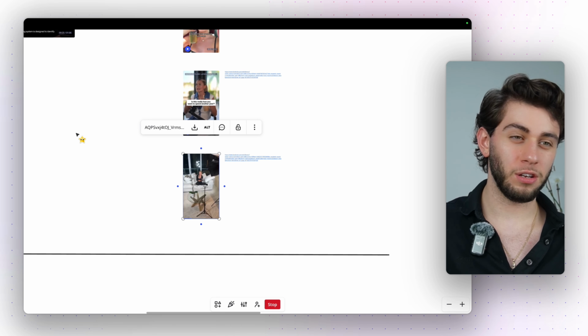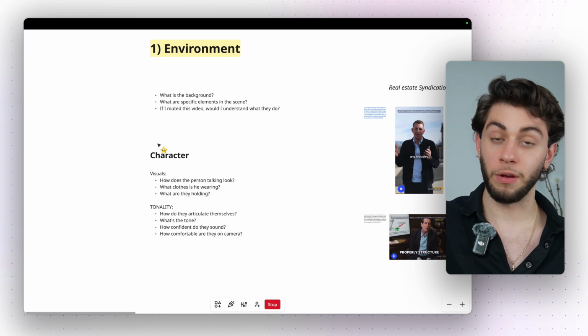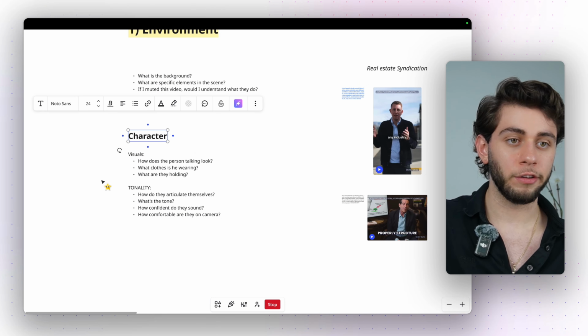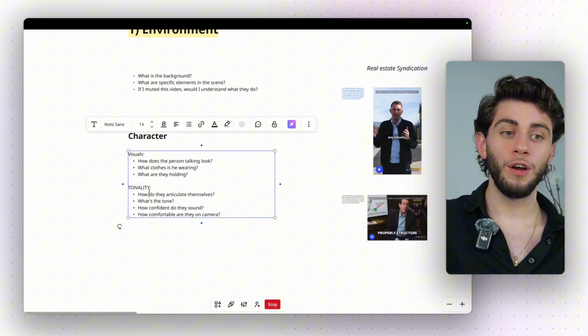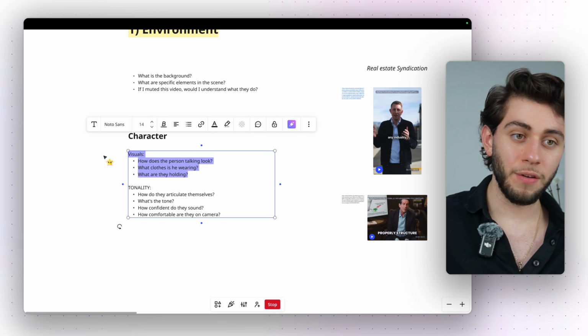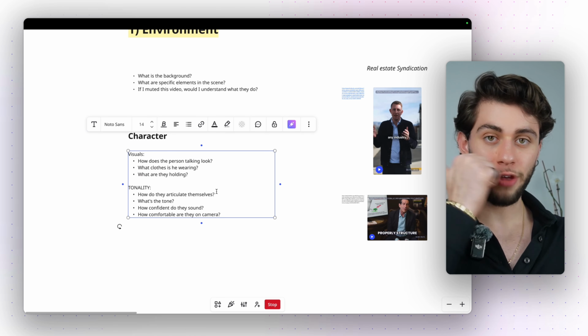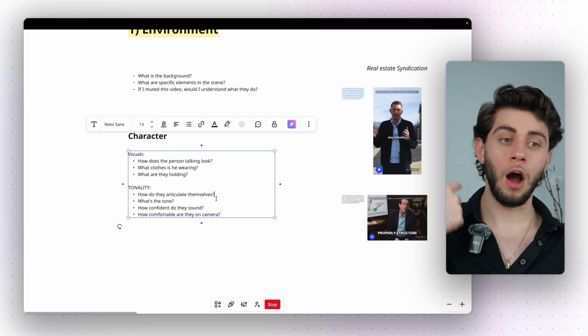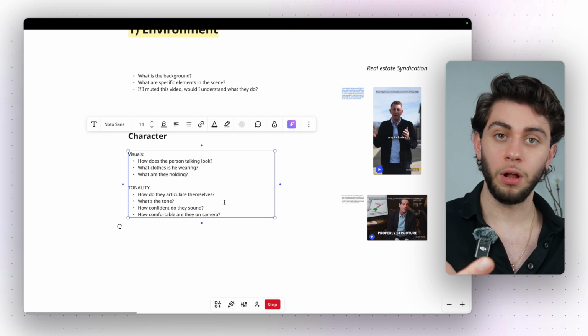All right, so these are just some examples right here in terms of the visuals. And now when we look at the character, you also have to account for, which is equally important as the visuals, tonality. How do they articulate themselves? What's the tone? How confident do they sound? How comfortable are they on camera?